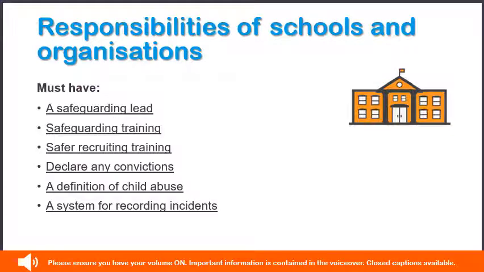Organisations that work with children need to have the following: a designated safeguarding lead, mandatory safeguarding training, safer recruitment training required for anyone that's employing teachers. Anyone within the school working directly with young people must declare any convictions they have. Some convictions prohibit offenders from applying to work with young people. There needs to be a clear definition of child abuse provided to all adults who work with children, and a system for recording incidents and concerns.